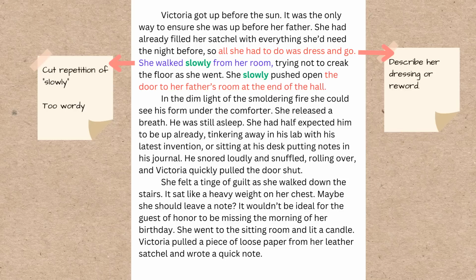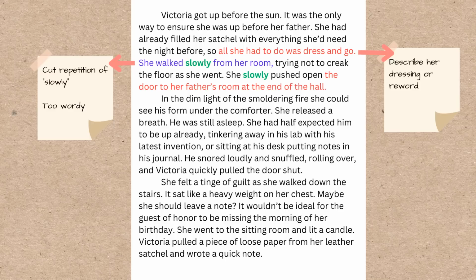In the dim light of the smoldering fire, she could see his form under the comforter. She released a breath. He was still asleep. She had half expected him to be up already, tinkering away in his lab with his latest invention, or sitting at his desk putting notes in his journal. He snored loudly and snuffled, rolling over, and Victoria quickly pulled the door shut. She felt a tinge of guilt as she walked down the stairs. It sat like a heavy weight on her chest. Maybe she should leave a note. It wouldn't be ideal for the guest of honor to be missing the morning of her birthday. She went to the sitting room and lit a candle. Victoria pulled a piece of loose paper from her leather satchel and wrote a quick note.